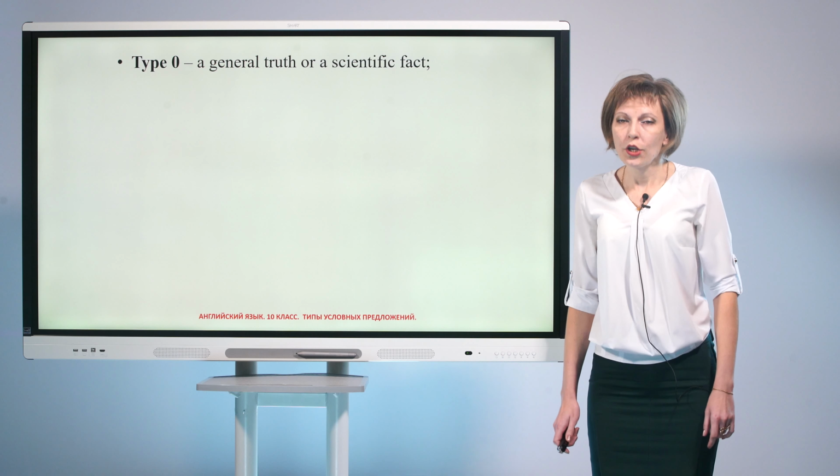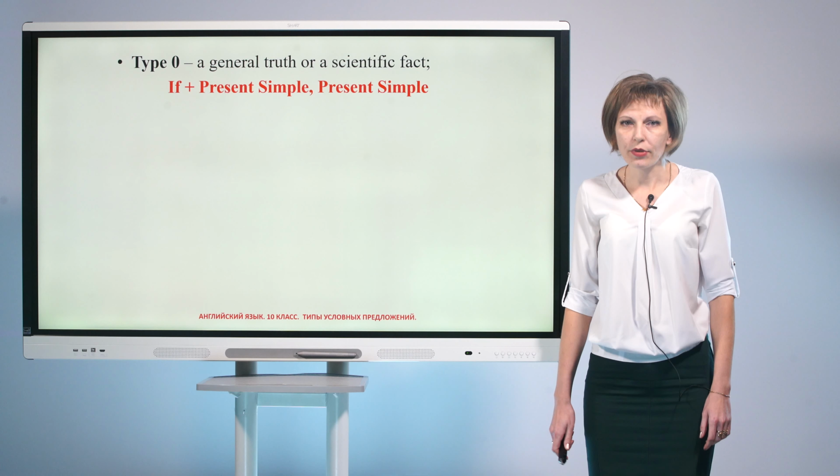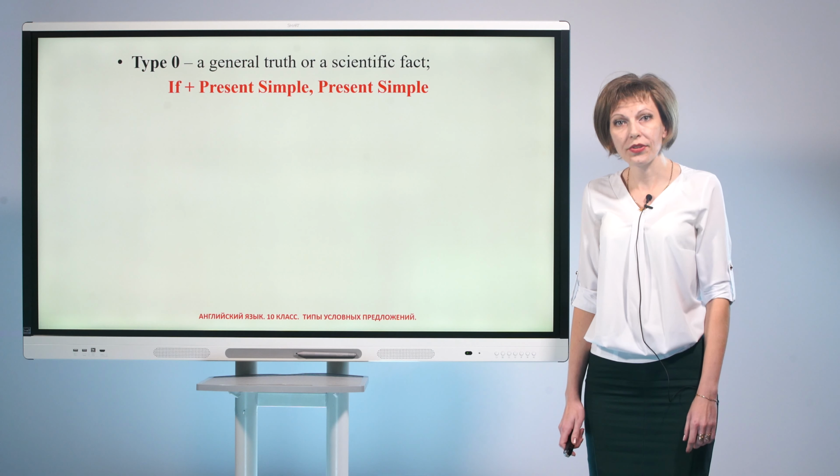Okay, now I would like to revise everything you've just learned during the lesson. So, ready? Let's begin. Type 0 shows a truth or a scientific fact, and we use the present simple tense in both parts of the sentence.